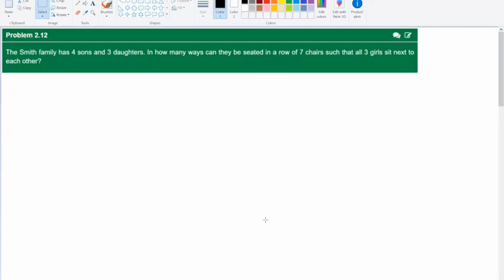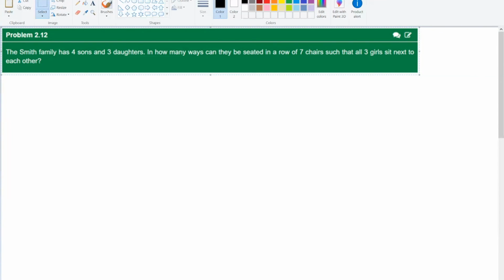The Smith family has 4 sons and 3 daughters. In how many ways can they be seated in a row of 7 chairs, such that all 3 girls sit next to each other? Let's not worry about which specific order of boys and girls sit at which seat. Instead, let's only consider the ways in which the 3 girls can sit together. To visualize the ways in which this condition is met, let's denote each girl as G, and we'll pretend that they're indistinguishable, and the boys as B.